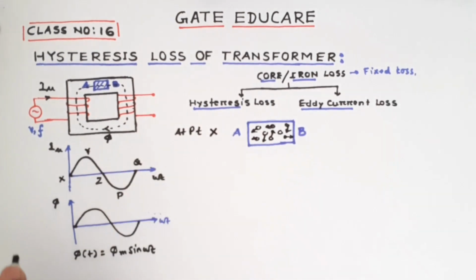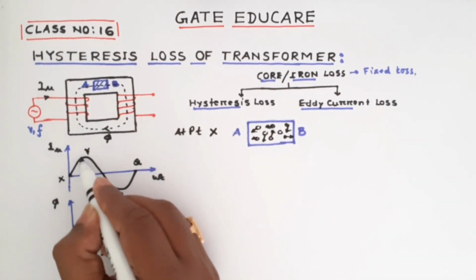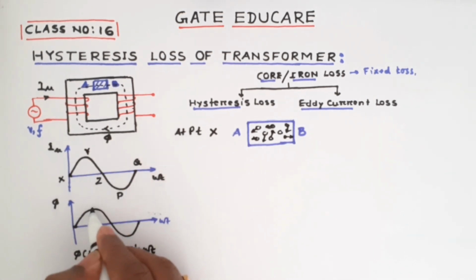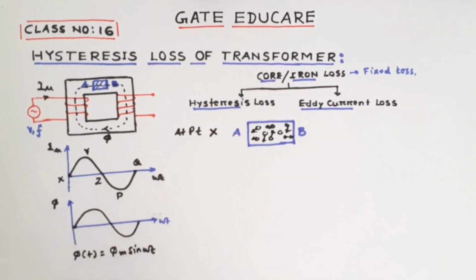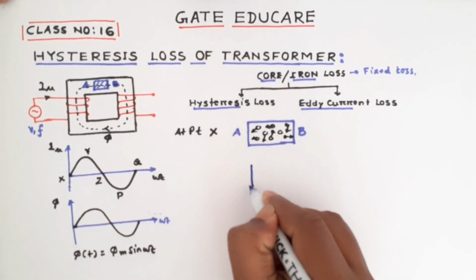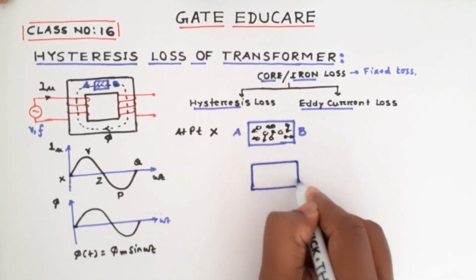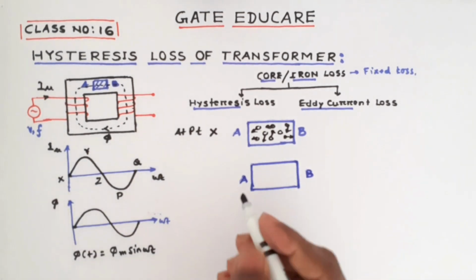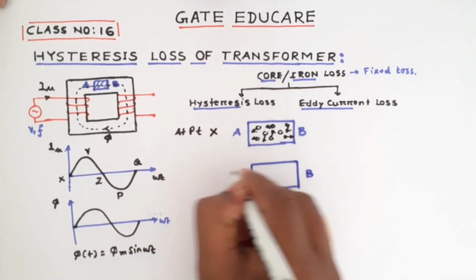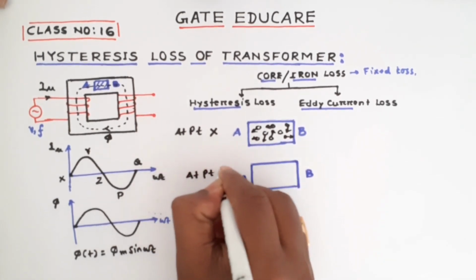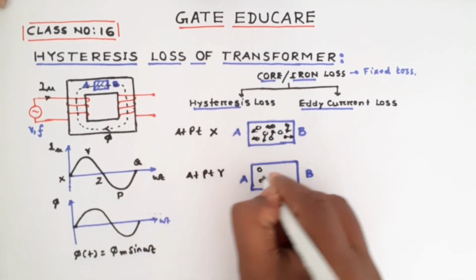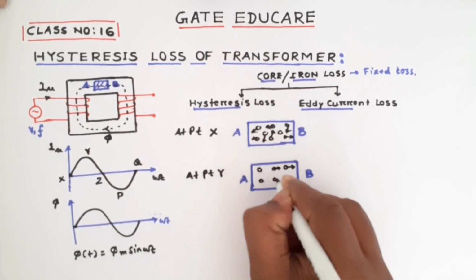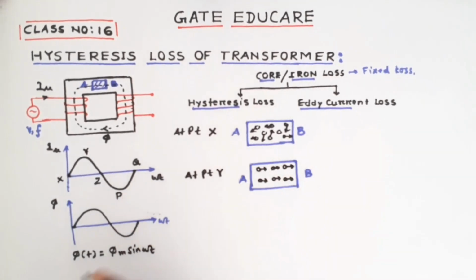The current is increasing. At point Y, the current becomes maximum, therefore at point Y the flux is also maximum. If I draw the magnetic dipoles of the AB section of the iron part, here at point Y the magnetic dipoles are oriented in a systematic way, suppose in this direction.